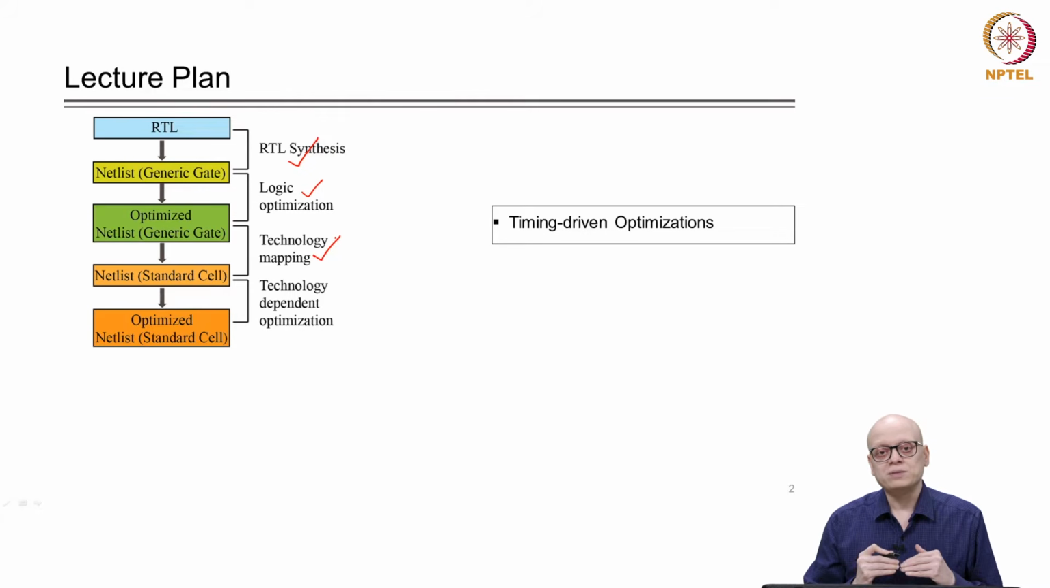So, after technology mapping, we know the timing of our design fairly well. Though the interconnects are not there in the design, cell delay can be computed fairly well, and based on that we can find what the critical paths in our design are and whether we want to improve the timing of some of the paths, and then we do some targeted timing optimization on those paths. That is what timing driven optimization is, and we will be discussing this in this lecture.